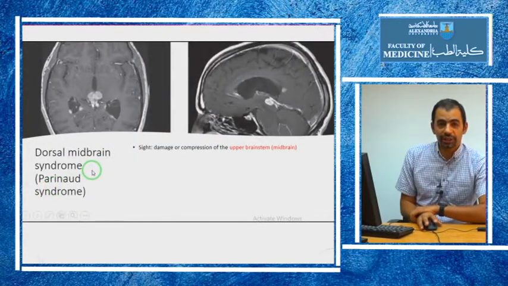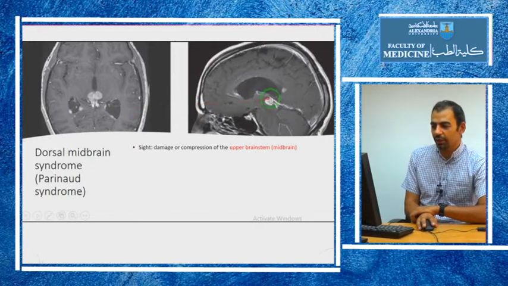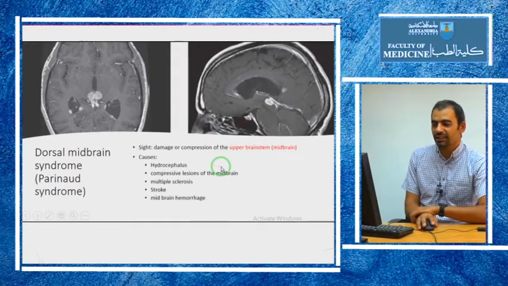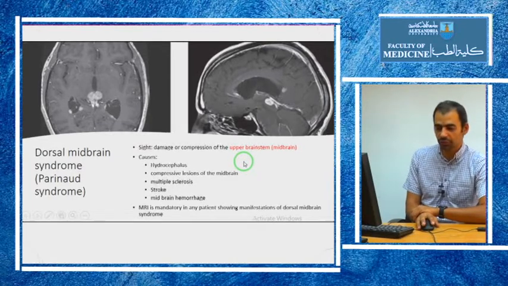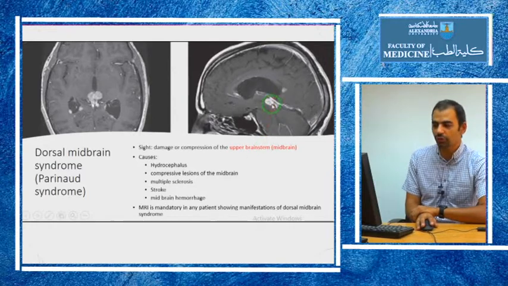Parinaud syndrome usually indicates damage in the posterior or dorsal part of the midbrain. This can be caused by hydrocephalus with compression of the dorsal midbrain, a compressive brain lesion like a brain tumor, multiple sclerosis, stroke, or midbrain hemorrhage. And in those cases, MRI is mandatory to understand the cause of the lesion and document the site.